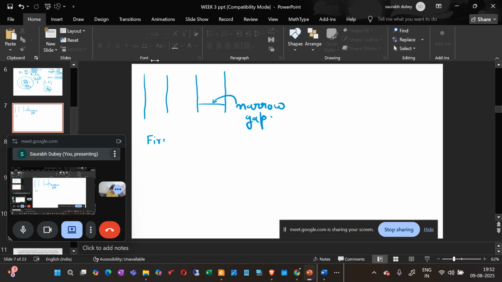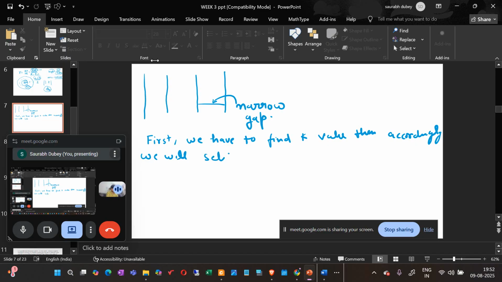First, we have to find the K value. Then accordingly, we will select. We'll select K is what? Ratio of radii, right? Inner to outer. Select shear rate equation, right? Shear rate equation.